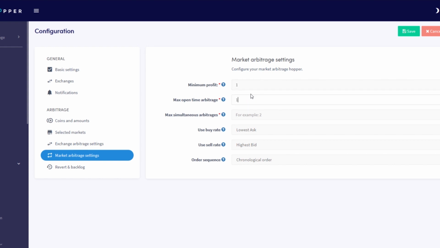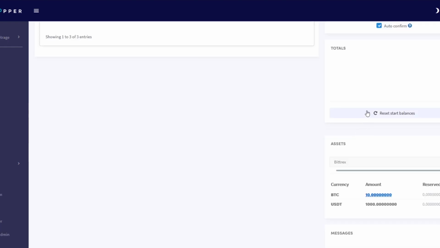Configure the minimum profit. This should be more than the transaction fees cost. If your transaction fees are 0.2% per trade, you should configure 0.6%. Click Save and go back to your dashboard.